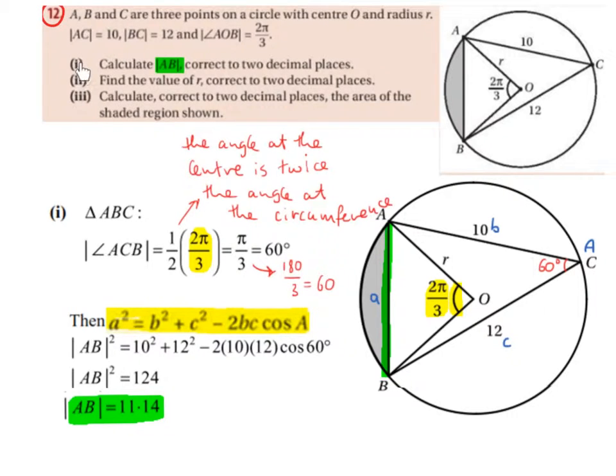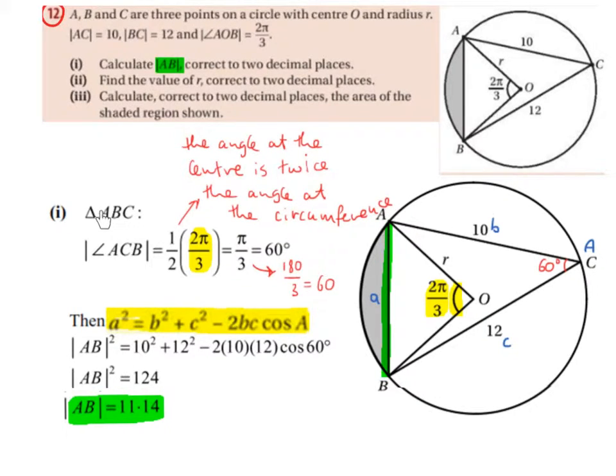Part 1, calculate AB, correct to 2 decimal places. Part 2, find the value of R, correct to 2 decimal places. Part 3, calculate, correct to 2 decimal places, the area of the shaded region shown. So let's start with number 1, calculate AB. So we want to find this distance here. I've highlighted it in green, that's what we're looking for.